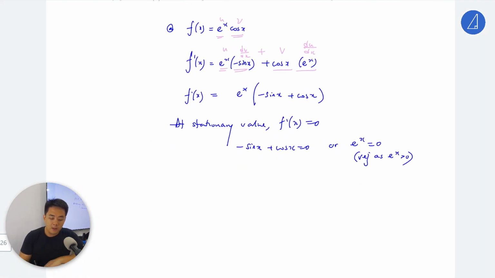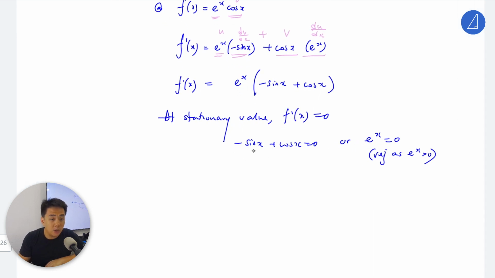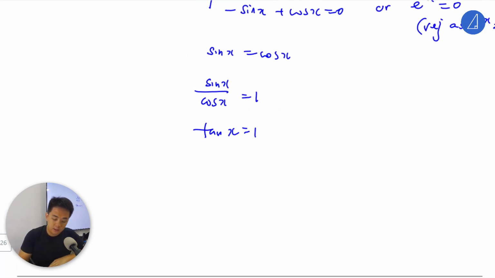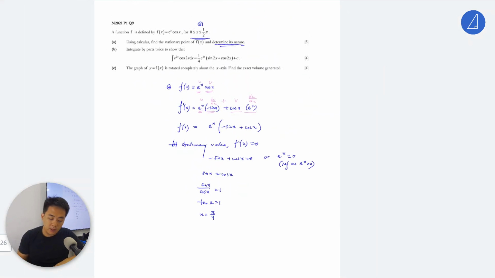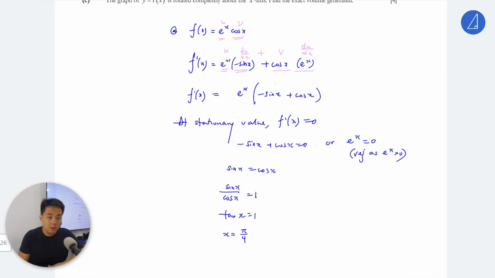So how do you solve this trigo equation? I think you can change it to tangent, then it's easier. So this will be sine x equals cosine x. Then sine x divided by cosine x equals 1, so tangent x equals 1. This is x equals 45 degrees, which is actually pi over 4. But the good thing about this question is it's only quadrant 1, so you don't need to worry about quadrant 3 or ASTC. So that's it.